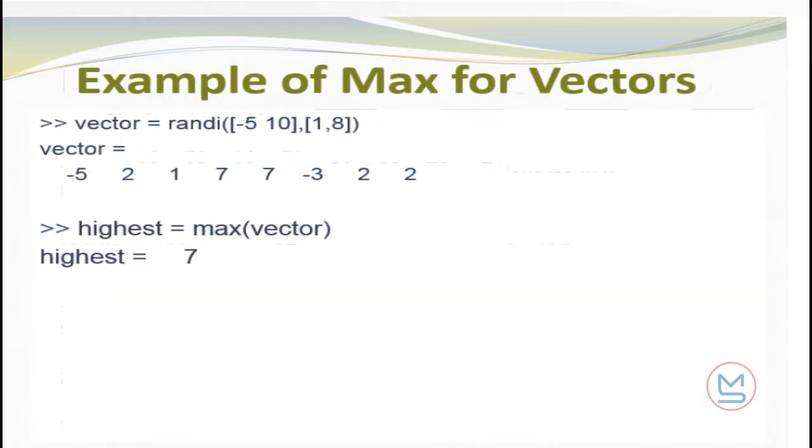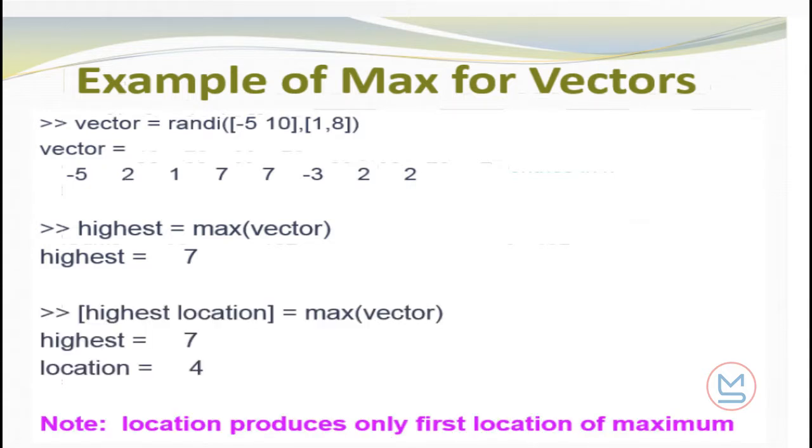Let's look at an example of the max function. So again, I'm creating a vector of random integers, and if I do max of vector, that's going to produce the highest value in that vector, which in this particular case is 7. Again, don't make the mistake of doing max equals max of vector, because then you're going to overwrite that max function.